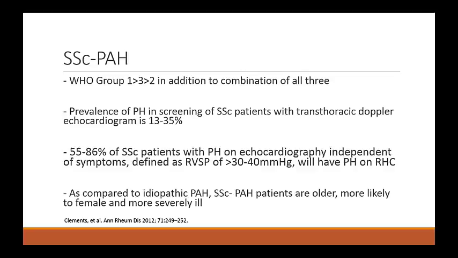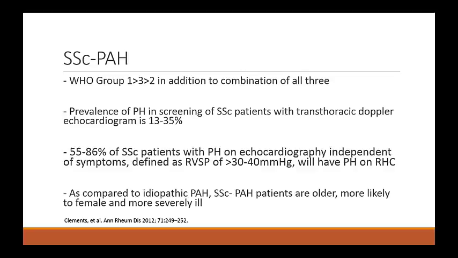Now, if you take patients who have idiopathic pulmonary artery hypertension, and you compare them to patients who have systemic sclerosis-related pulmonary hypertension, the systemic sclerosis patients are more likely to be older, more likely to be sicker, and have a poorer outcome.